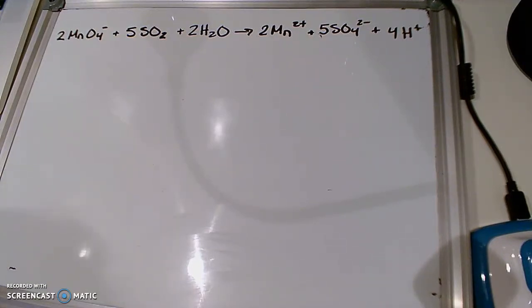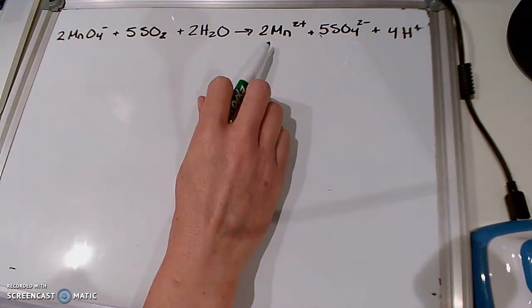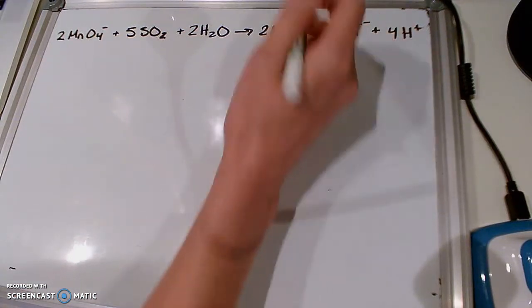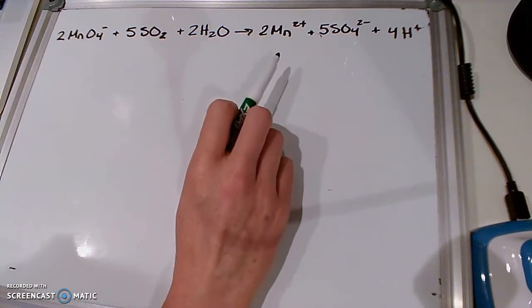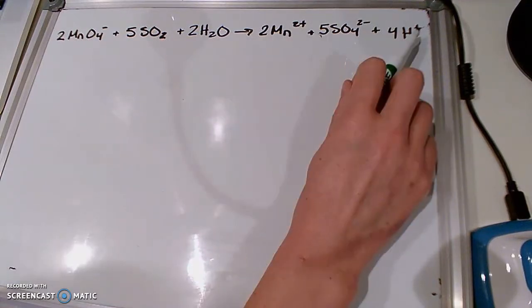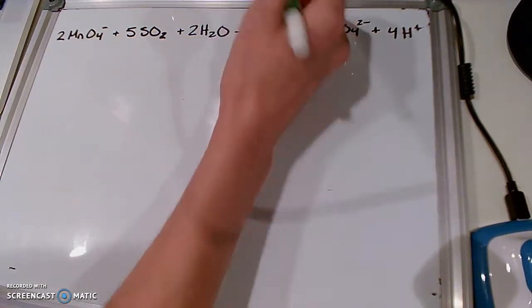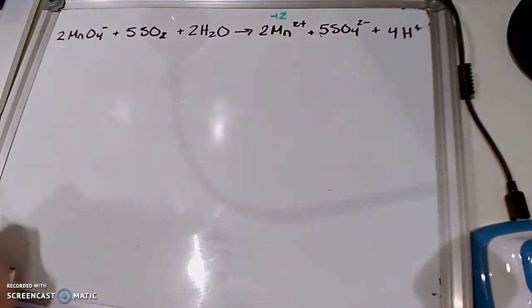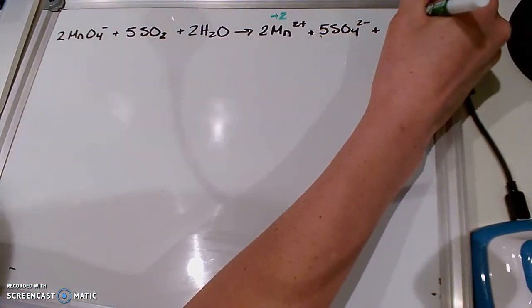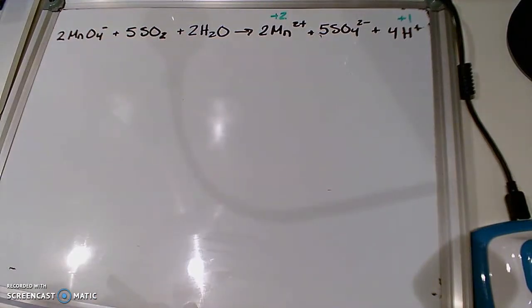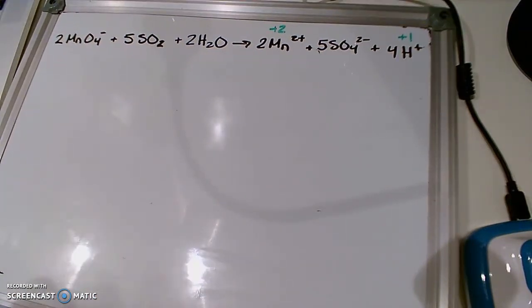The easiest thing to do to start is to go through anything that is in its elemental state, which would be 0, or if it's just a monatomic ion. We have two monatomic ions here: manganese 2+, and hydrogen. So the oxidation states for these are just going to be the charge that is associated with them. So for manganese, it will be +2, and for hydrogen, it will be +1.